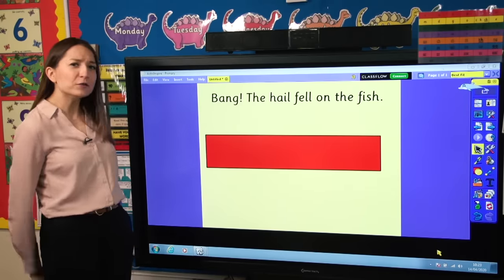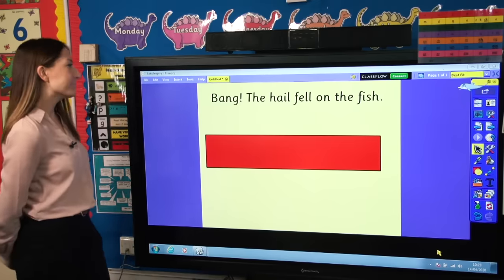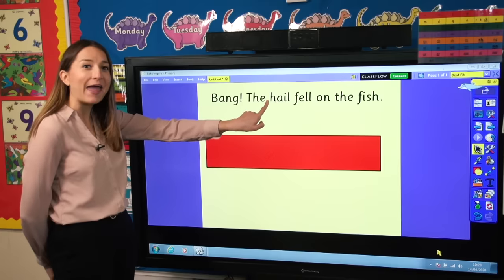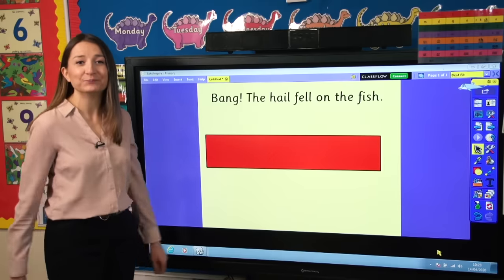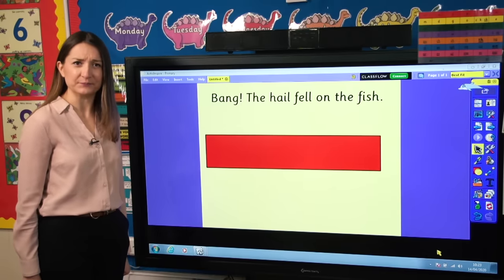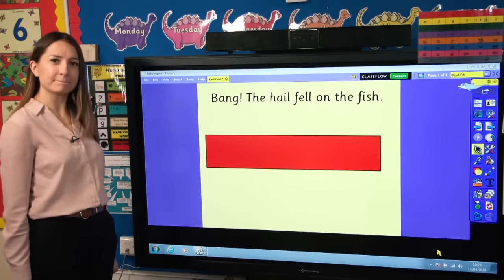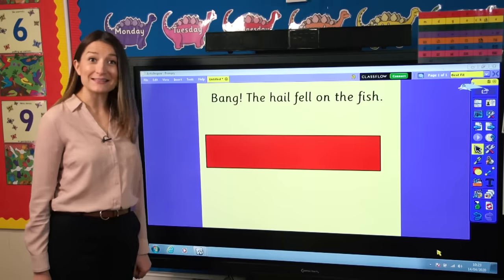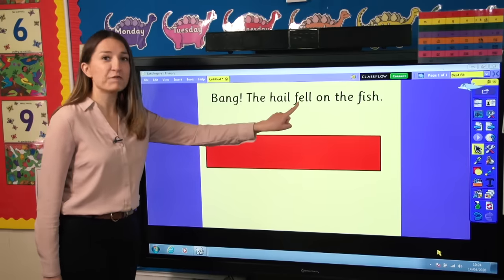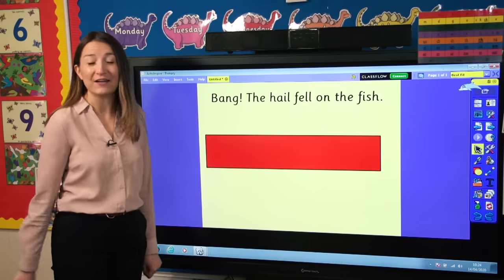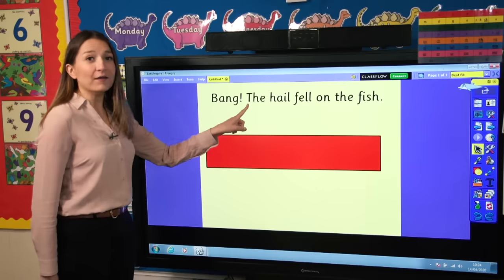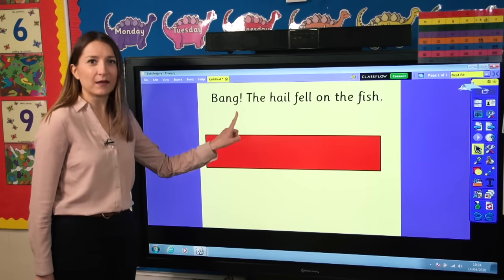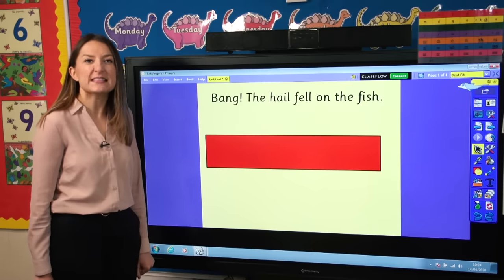Can you see a word with our focus sound a? Yes. Hail has the digraph ai. Hail is frozen rain. Can you see any other words with digraphs? Yes. Bang, fell and fish all have digraphs. The is a tricky word that we already know. There is an exclamation mark after the word bang to show us it is a sound effect.